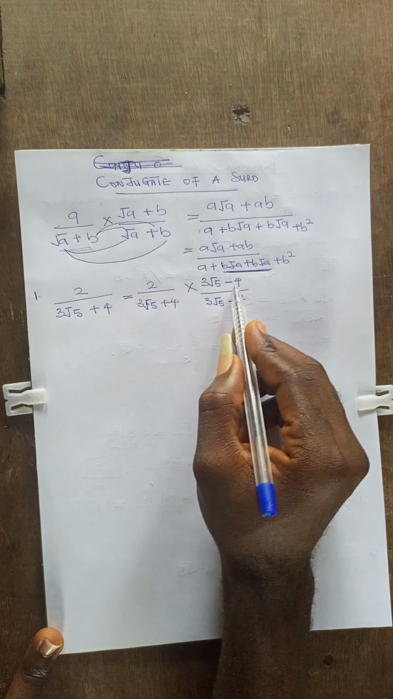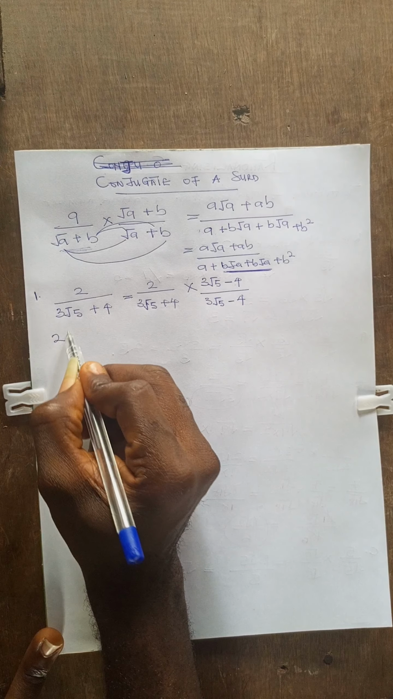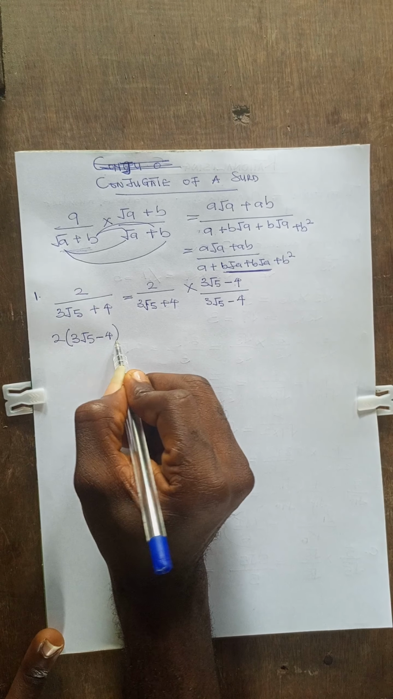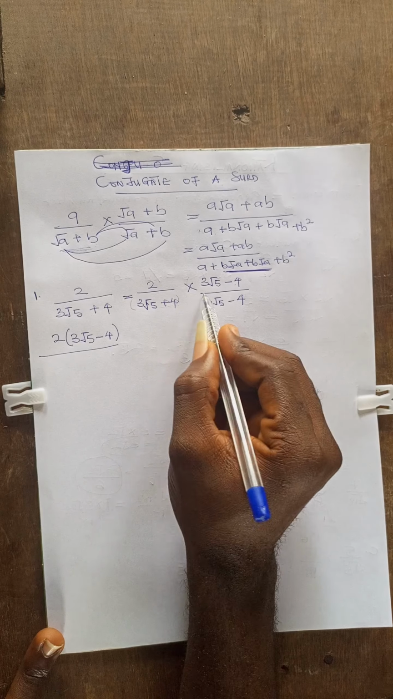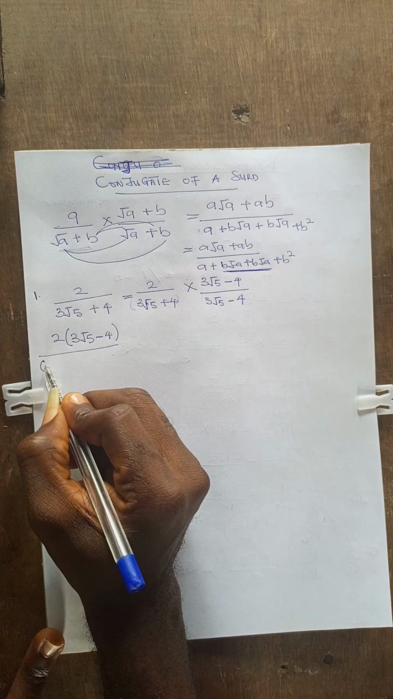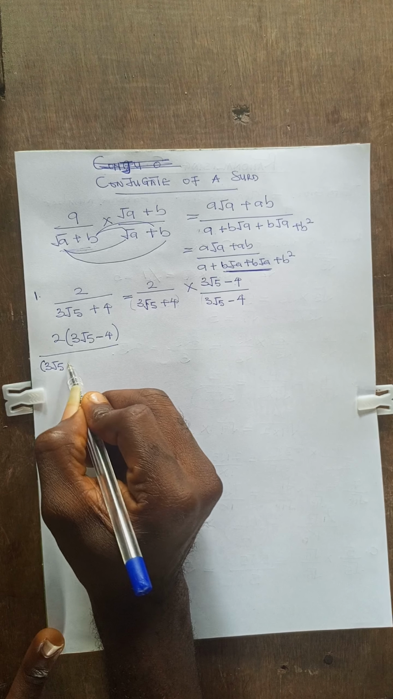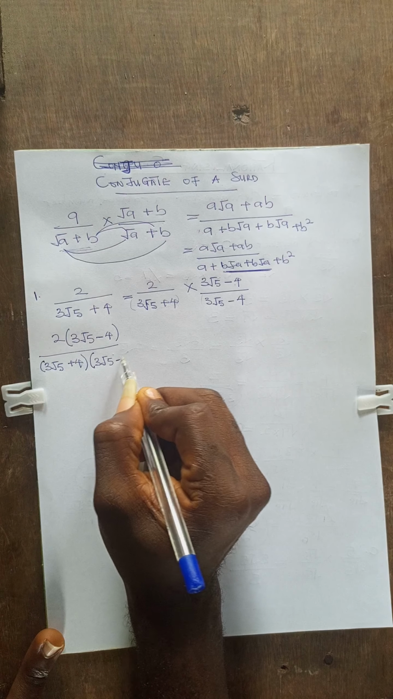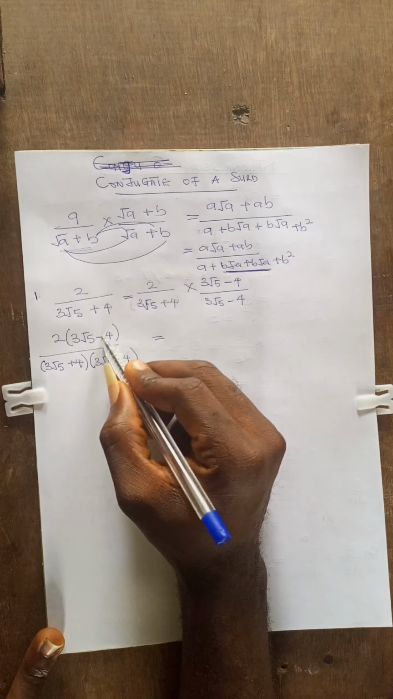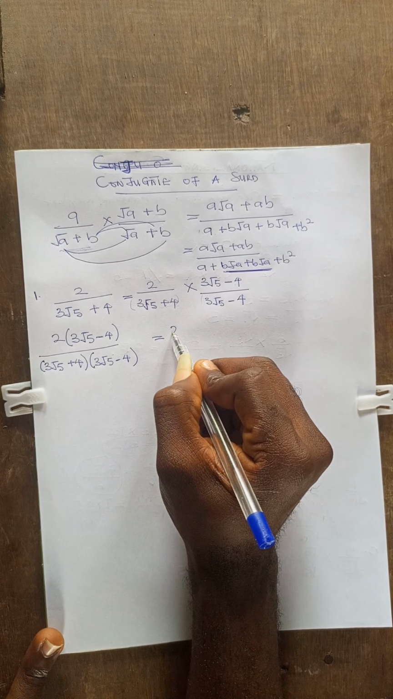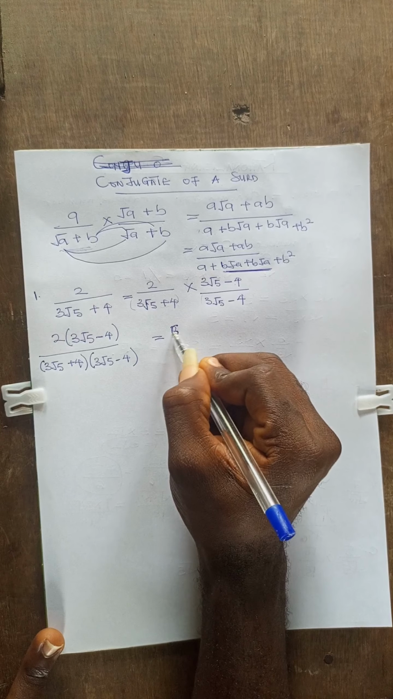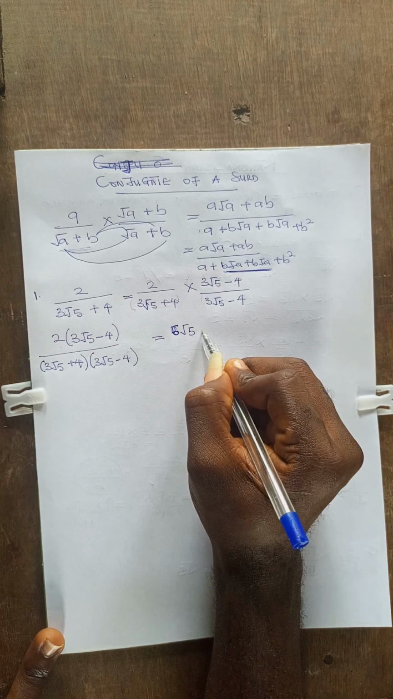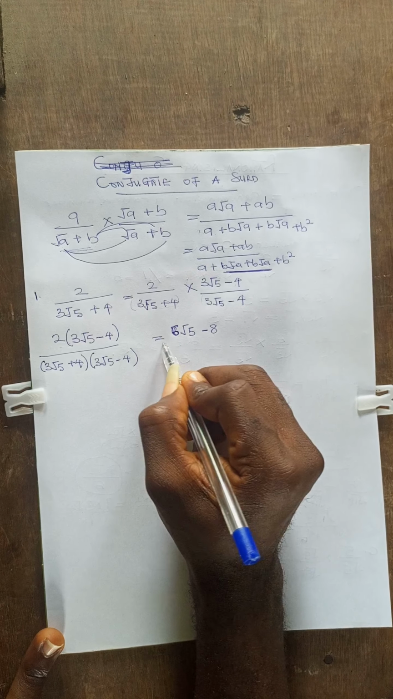If you put this, it is the same thing as putting them in brackets. So you get 2 open bracket, 3 root 5 minus 4, close bracket. If you put the two of them in brackets, it will be easy for us to multiply. So you get 3 root 5 plus 4, close bracket, then 3 root 5 minus 4, close bracket. So if we expand this up here, you get 2 times 3 will give us 6, then root 5. 2 times 4 will give us minus 8.